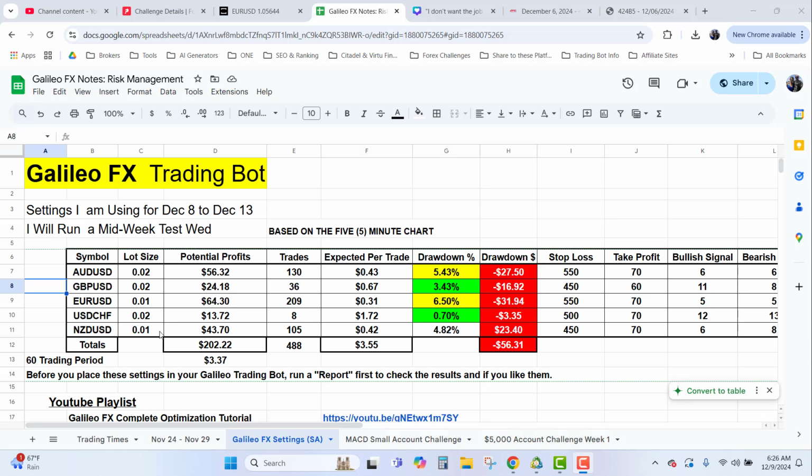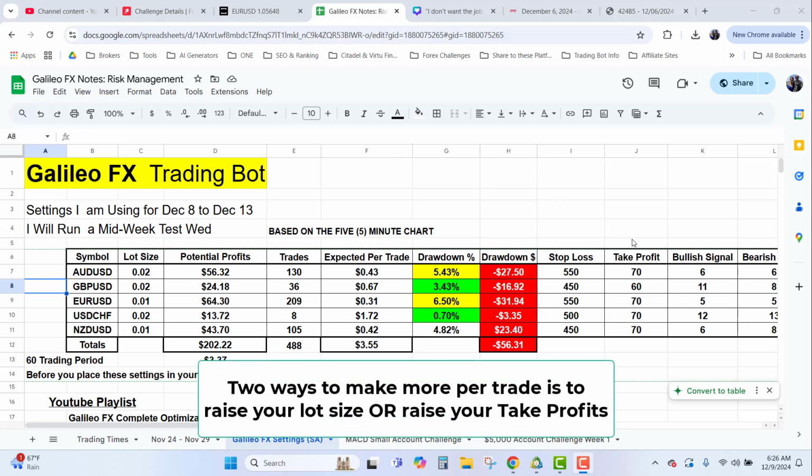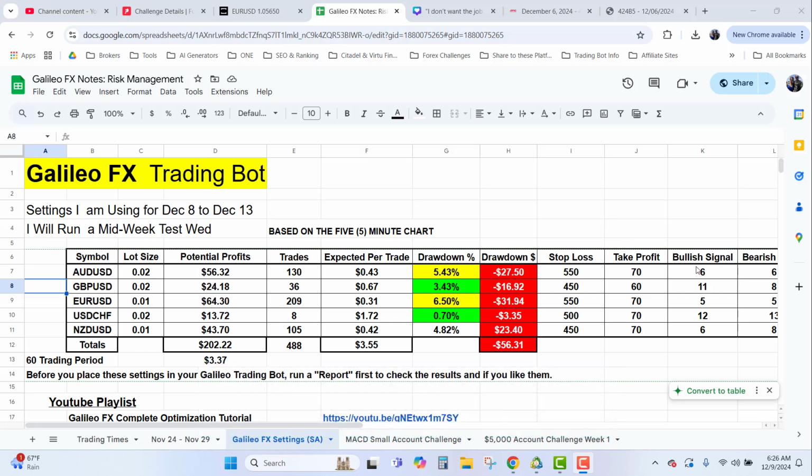2 ways to raise your profits is to raise your lot size or raise your take profits. All right, your take profit position. Either one of those will increase the expected per trade. But you cannot take these settings and just simply change the lot size to 0.2 because you think that instead of getting $56, you're going to get $560. That's not how it works.